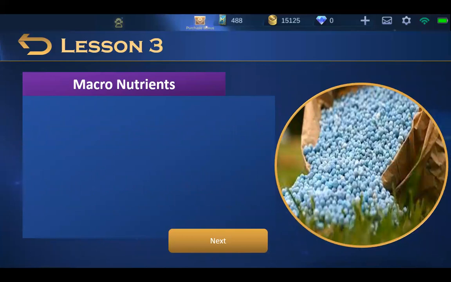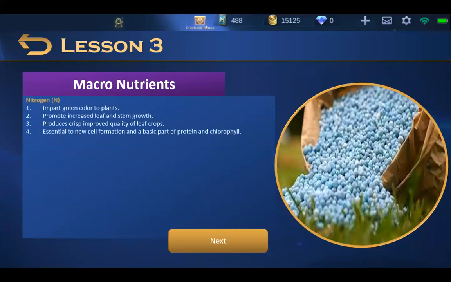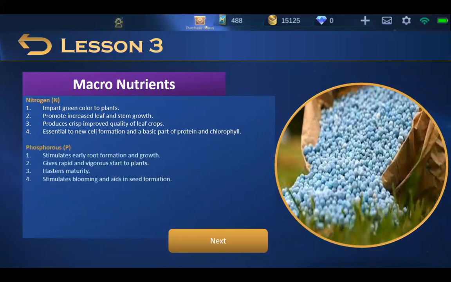So what are the effects of nitrogen, phosphorus, and potassium? For the nitrogen, it imparts green color to plants, promotes increased leaf and stem growth, produces crisp, improved quality of leaf crops, is essential to new cell formation, and is a basic part of protein and chlorophyll. For phosphorus, it stimulates early root formation and growth, gives rapid and vigorous start to plants, hastens maturity, stimulates blooming, and aids in seed formation.